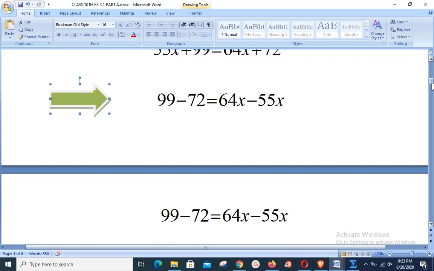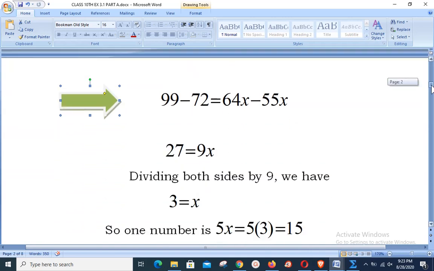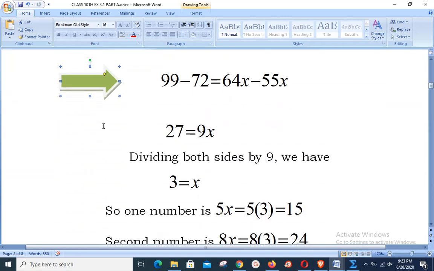Here the point you need to remember is that our target is that x must be with a positive sign in the simplified form. So subtracting the values, we have 99 minus 72 is equal to 64x minus 55x. After subtraction, we are left with 27 is equal to 9x. Dividing both sides by 9, very simple, we are left with 3 is equal to x, or x is equal to 3.